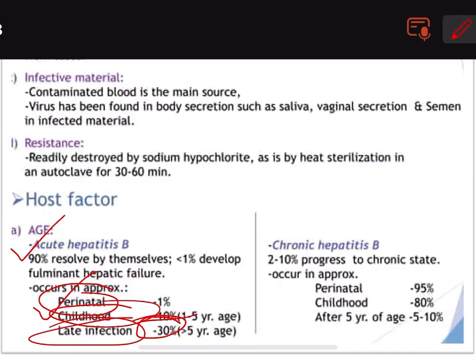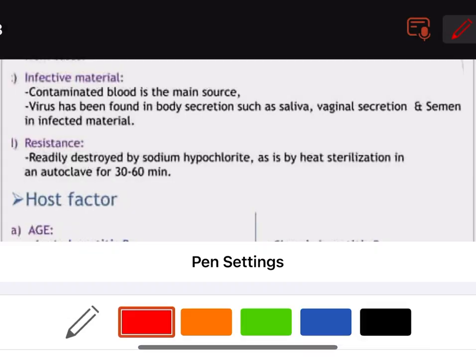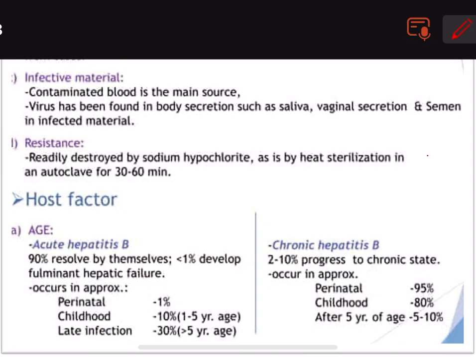Acute hepatitis, I told you, it is a self-limiting disease. So they will resolve by themselves. Very rarely, less than 1% will develop fulminant hepatic failure. Is it clear? Now we go to the chronic hepatitis B.